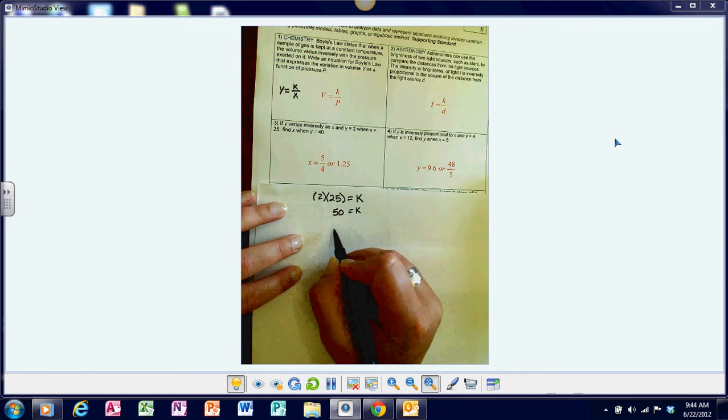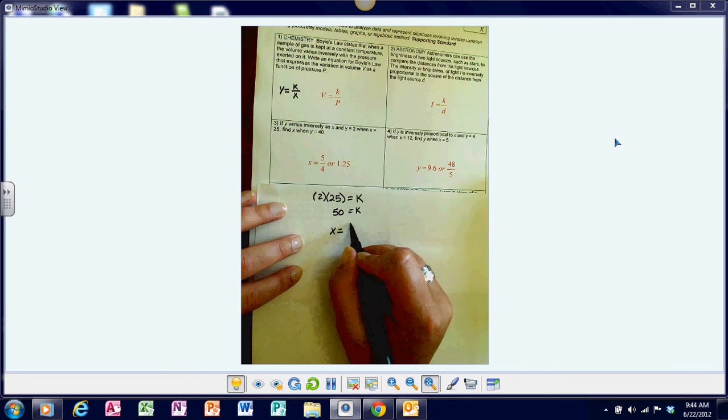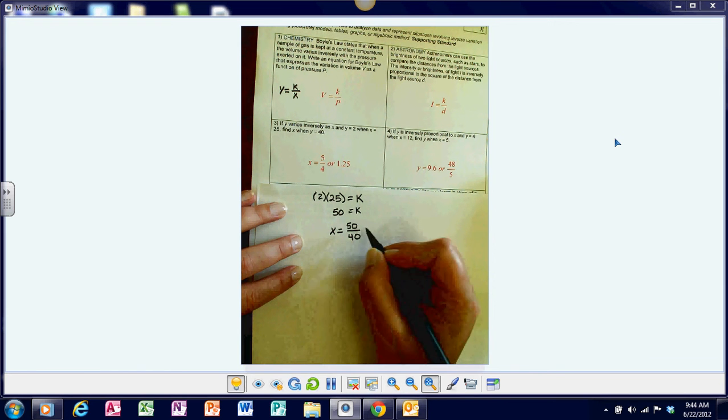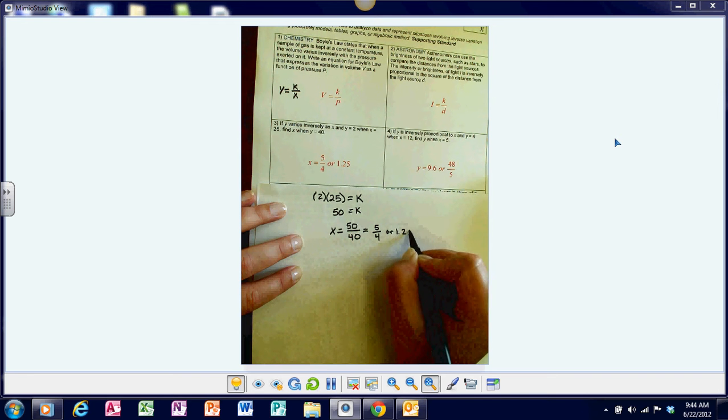When y equals 40, we know that x will equal our constant over our y, so we end up with 5/4 or 1.25.